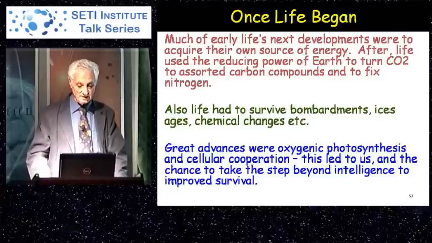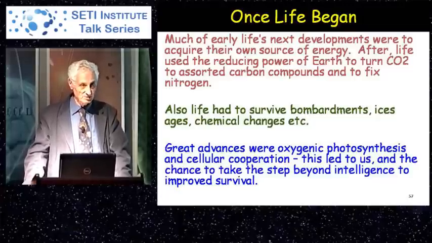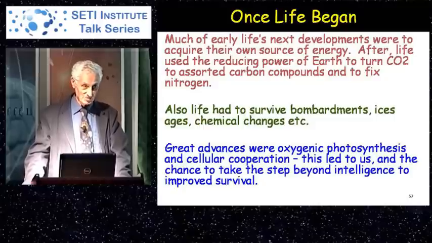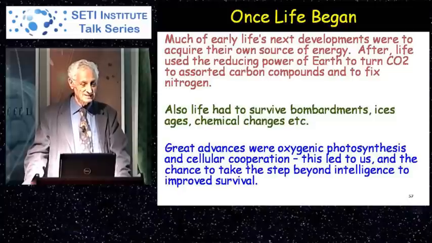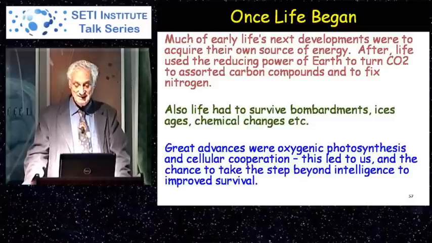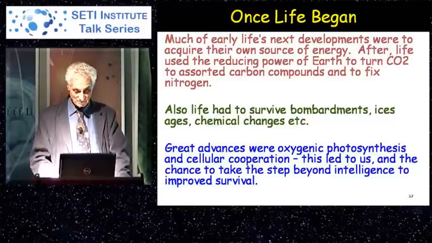Once life began, much of its next development had to be to acquire its own source of energy to become independent. It could turn, as I say, to use the reducing power of Earth to turn carbon dioxide to carbon compounds, and to start fixing nitrogen, because nitrogen was clearly a rare substance necessary right from the start. It had to survive ice ages, chemical changes, and so on. Greatest advances by life: oxygenic photosynthesis and cellular cooperation. This led to us the chance to take the step beyond intelligence to improve survival for humanity and hopefully for other organisms in the universe.